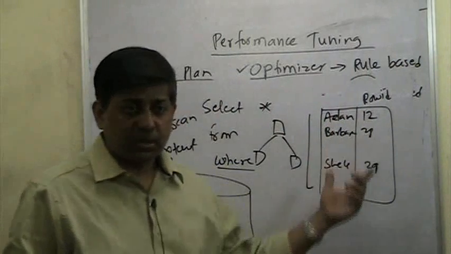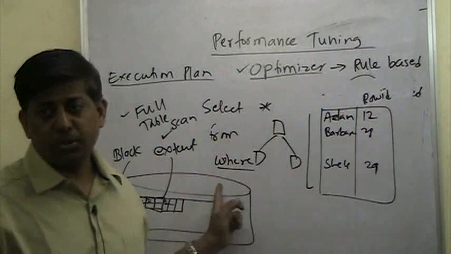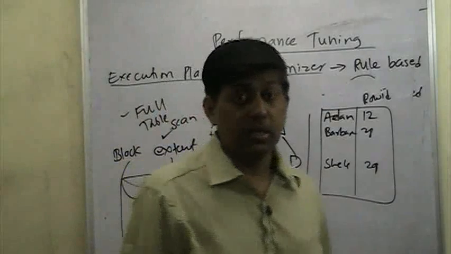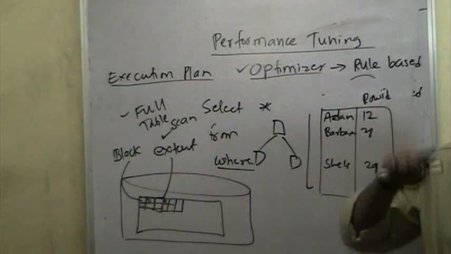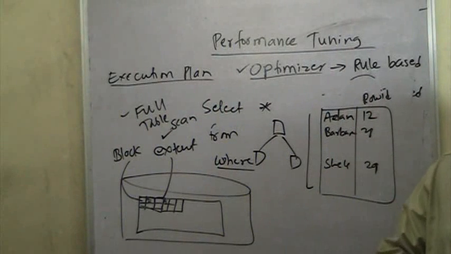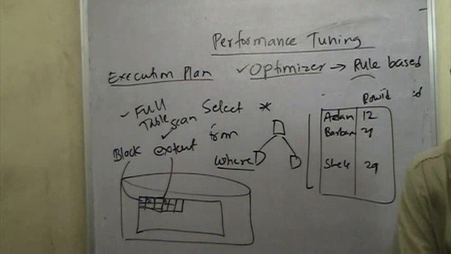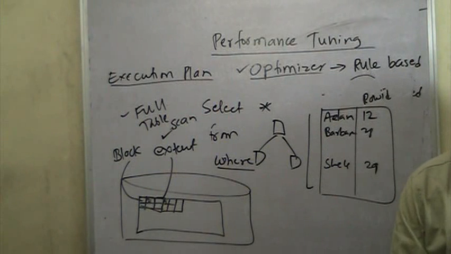It is much faster to search the index and find out the row ID, and then go to the actual table with that row ID. The optimizer is the one who decides, instead of doing a full table scan, let us do an index scan first, find the row ID, and then step number 2, go to the table with that row ID and get the data. So I would suggest that you do this exercise.